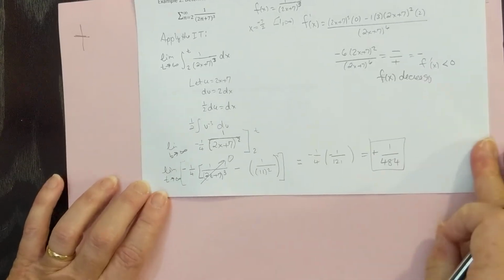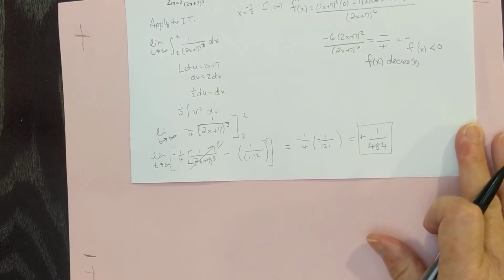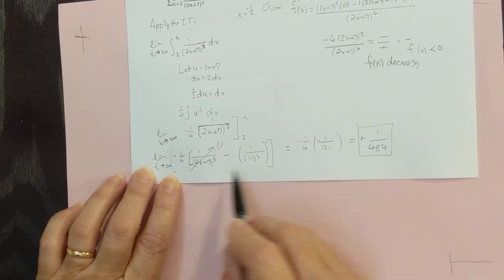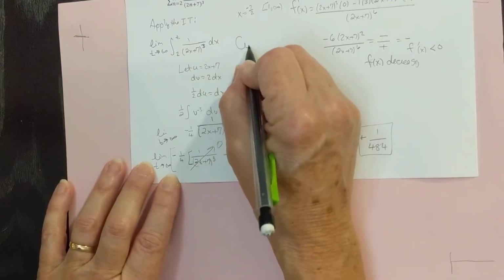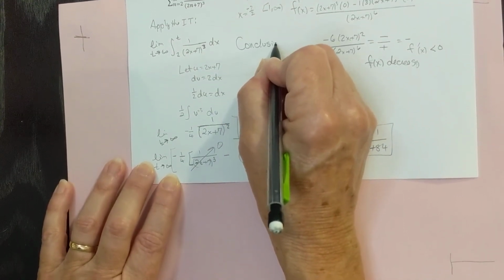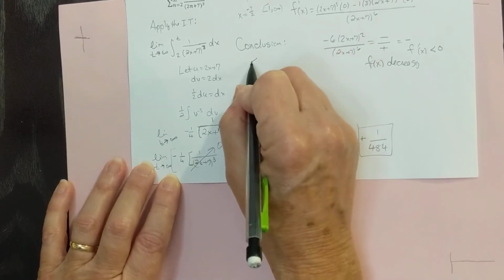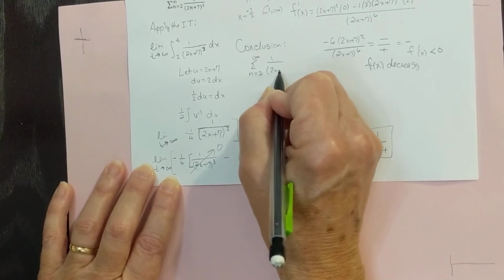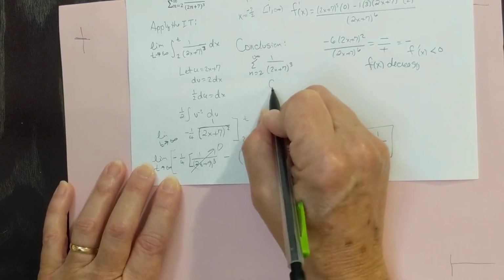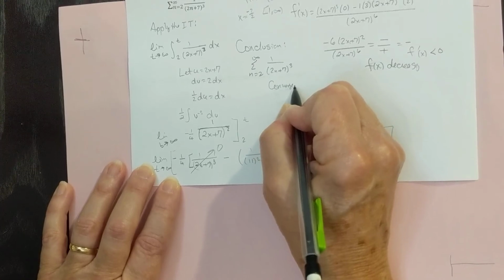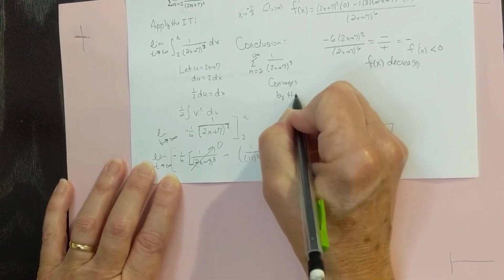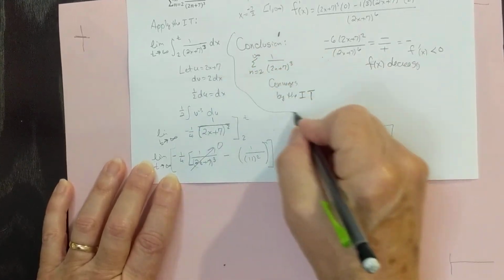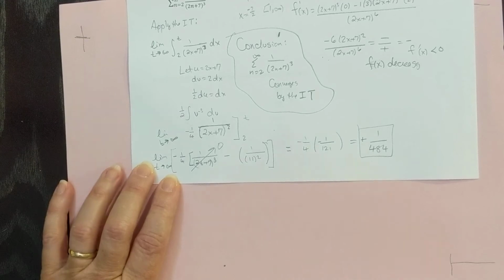So what did we just discover? That's what the integral equals. Fine. The integral converges to a number. This is not the sum. We just needed to know that it converged. So our conclusion here is that this sum converges by the integral test. That's what we could conclude right there. Okay, just a couple more examples.